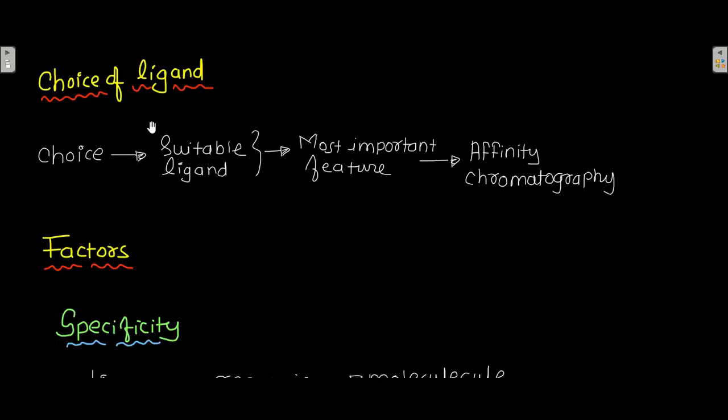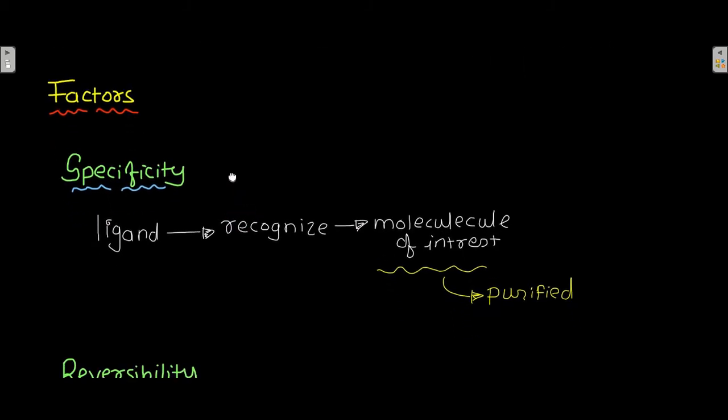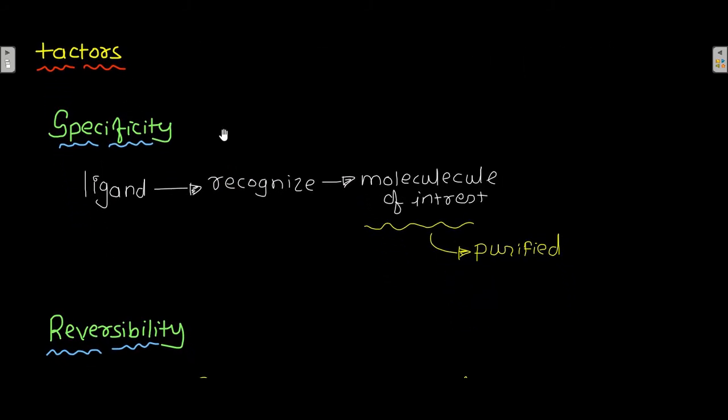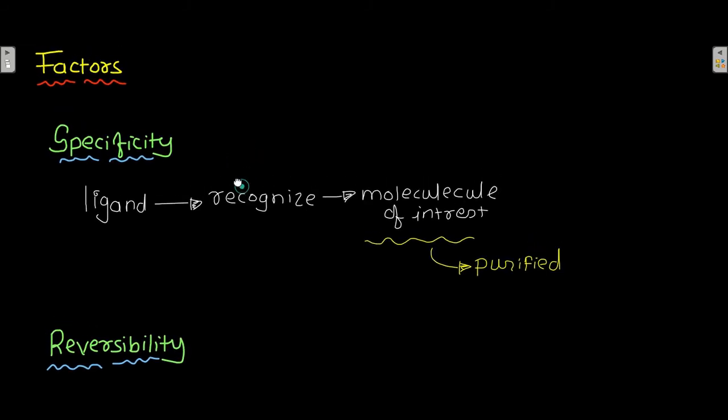Now let's talk about the choice of ligand. How to choose a ligand, and what are the factors for that? The choice of a suitable ligand is the most important feature of affinity chromatography. The factors that matter are specificity, then reversibility, then stability, then size, then affinity. Let's see them one by one.